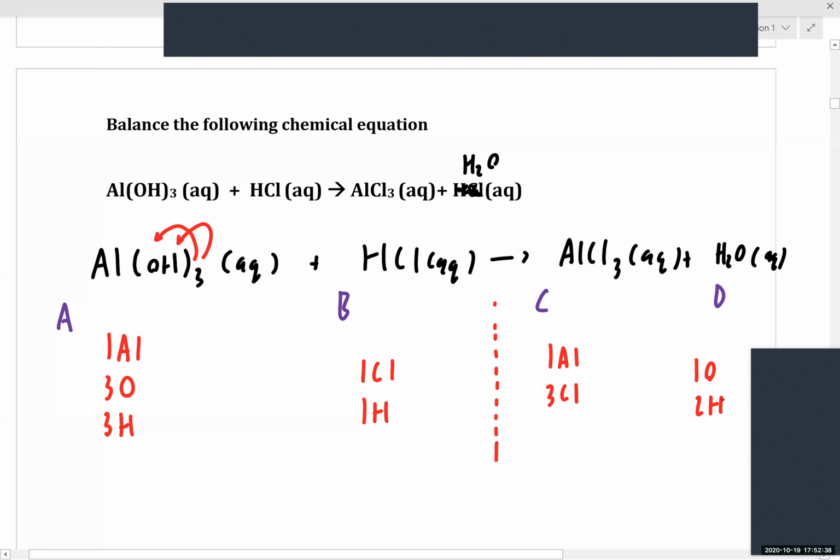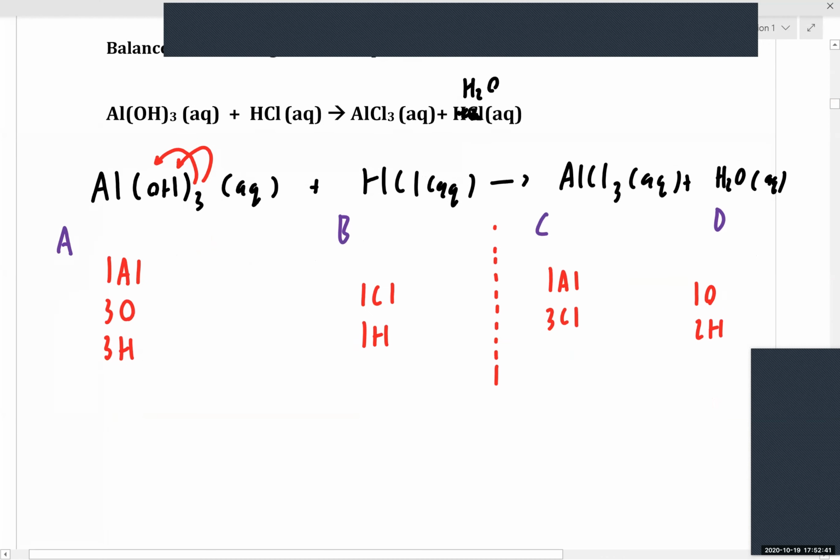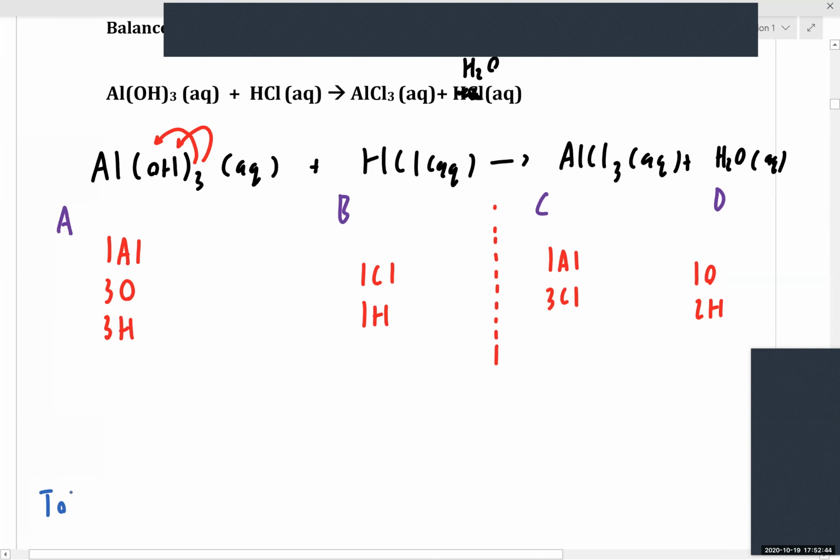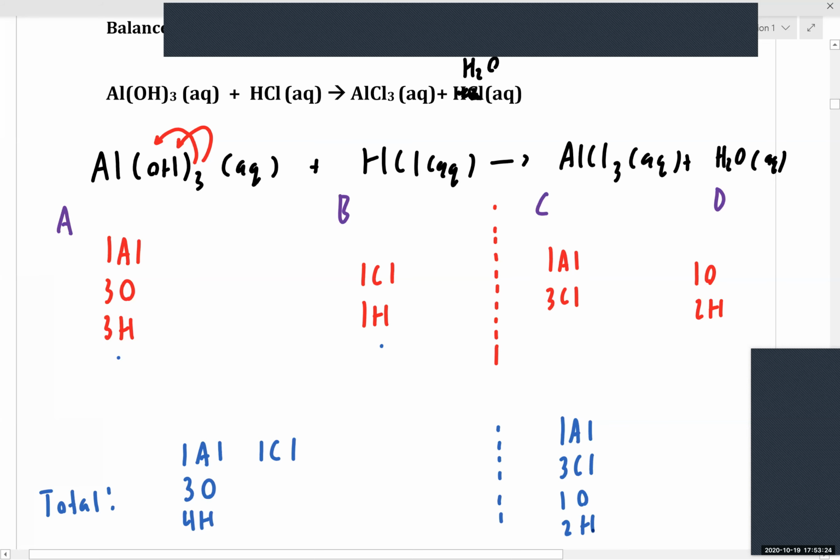Perfect. So I have my basic atom count. I'm going to do a quick note of my total atoms. In total, on the left-hand side, I have 1 aluminum, 3 oxygens. How many hydrogens do I have in total? 4. Yep, exactly right. 4 hydrogens, because 3 plus 1 gives us 4. And we have 1 chlorine. So that's on our reactant side. On our product side, I have 1 aluminum, 3 chlorines, 1 oxygen, and 2 hydrogen.